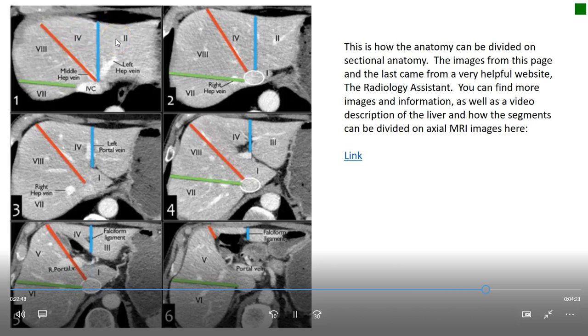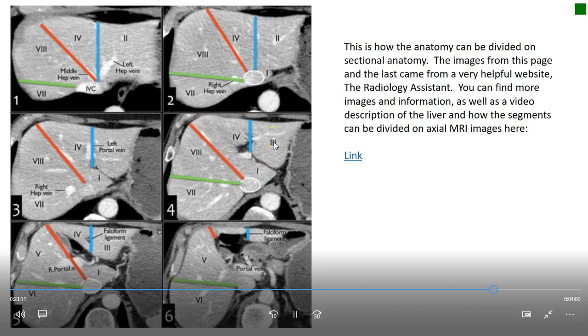So same segments here, we're just a little bit lower. And same segments here. Got the left portal vein here dividing these two, the medial and the lateral segments of the liver. And then as you go just a little bit lower than that, we're starting to get into the third segment here of the liver.